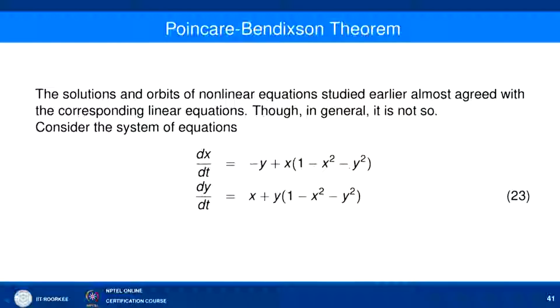Let us take one example: dx by dt equal to minus y plus x into 1 minus x square minus y square, and dy by dt equal to x plus y into 1 minus x square minus y square. Here if we try to find out the behavior of the critical point, then of course 0 comma 0 is a critical point here, and we can find out the orbit also.